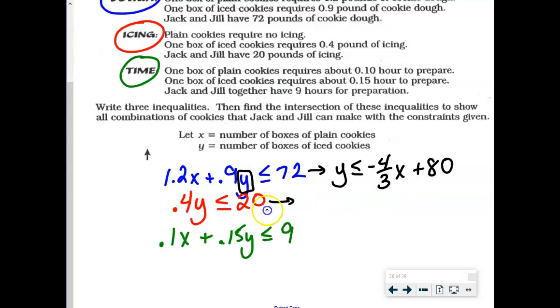All right, this next one, you're going to divide both sides by 0.4, and you get y is less than or equal to 50 is what we're really going to graph. And then this one, I'm going to need some calculator help again. I need to know what happens when you subtract 0.1 and then you divide it by 0.15.